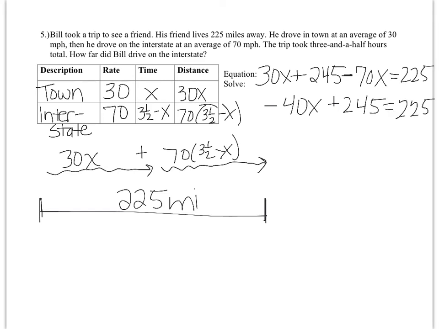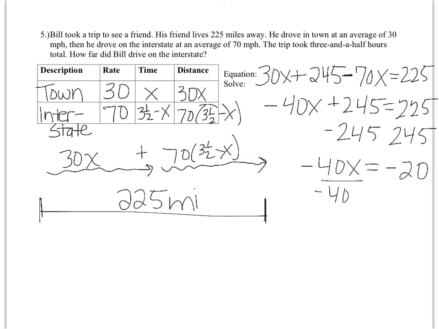So now let's solve for x. So I'm going to subtract 245. And 225 minus 245 is negative 20. So I have negative 40x equals negative 20. And then I'm going to divide both sides by negative 40. And I'm going to get that x is equal to, well, that reduces to 2/4, which is 1/2. So x is equal to 1/2.